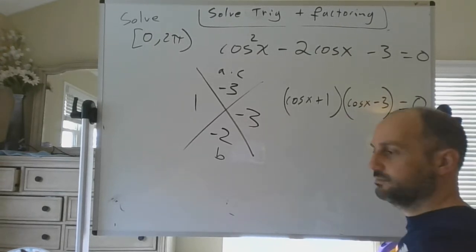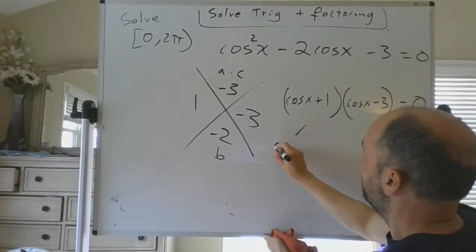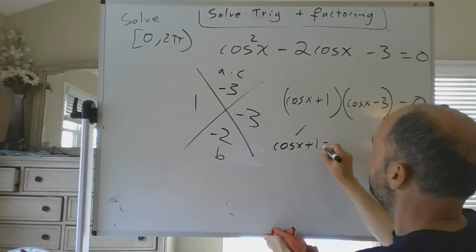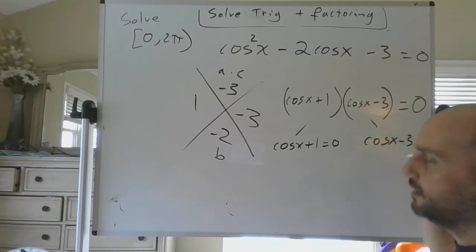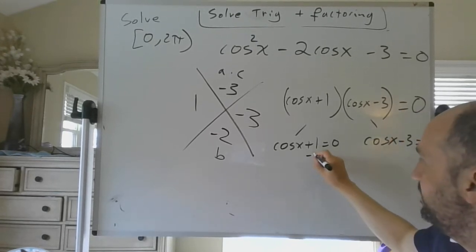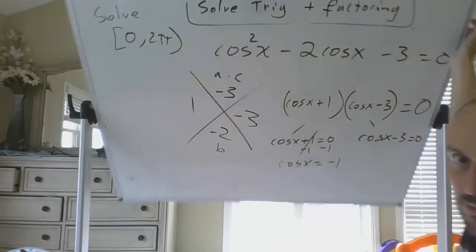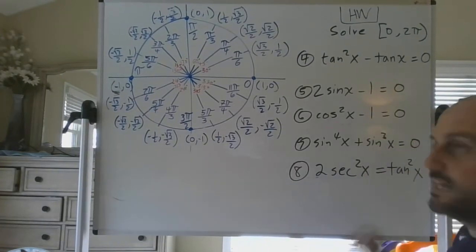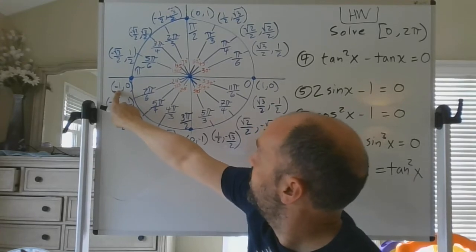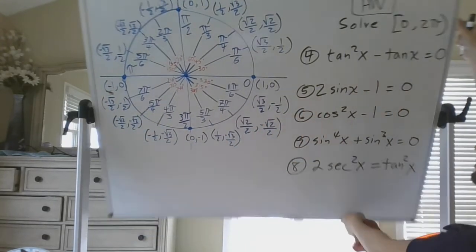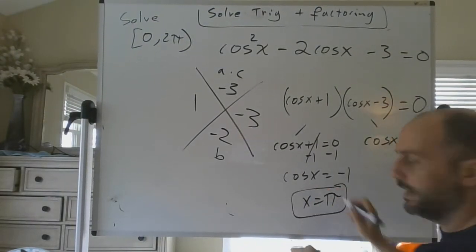Now we have zero product property. Let's do this one first. Cosine of x plus 1 equals 0. And then this one right here, cosine of x minus 3 equals 0. We'll get to that soon. Minus 1, minus 1. Cosine of x equals negative 1. Cosine is negative 1 at pi. Okay, great. We got a solution.